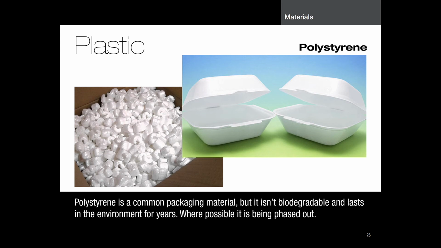Polystyrene is another type of plastic. You see it in the kind of packing peanuts that oftentimes come with products when they're shipped, especially if you order online. Or you see these polystyrene clamshells that used to be used a lot in fast food packaging. The problem with polystyrene is it does not biodegrade, which means if it goes into a landfill, it's there for centuries. And so there's been a real move to try and phase out polystyrene.